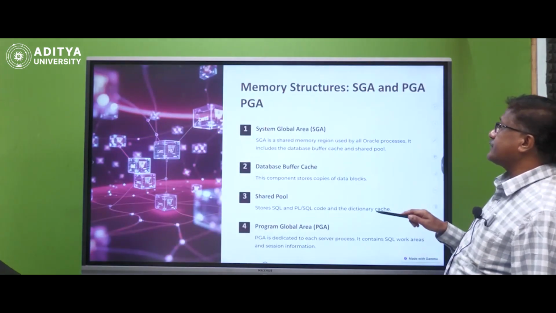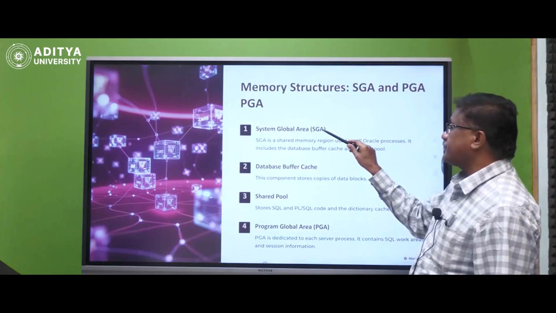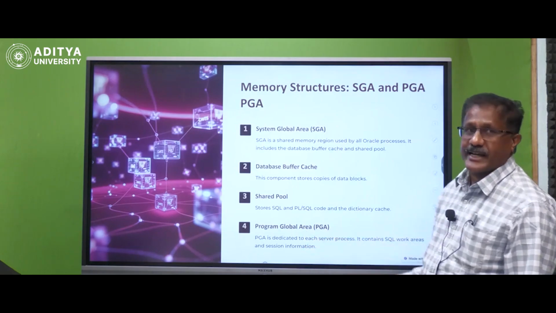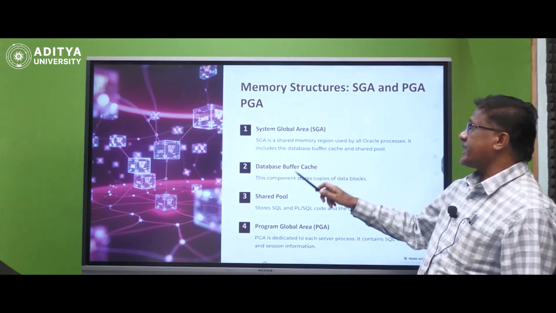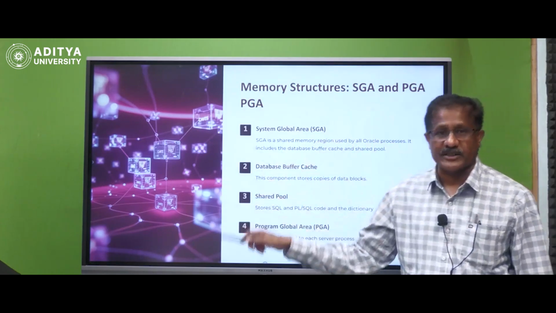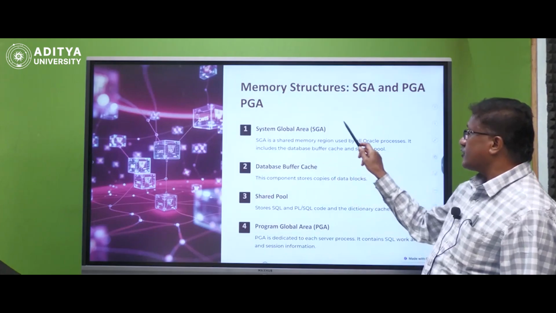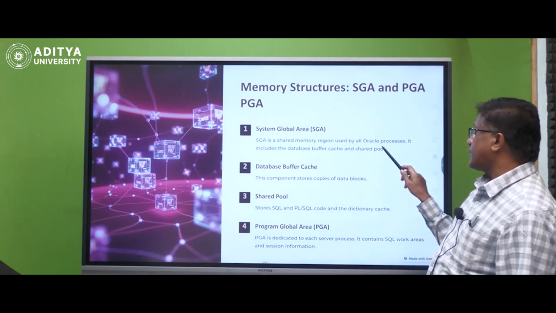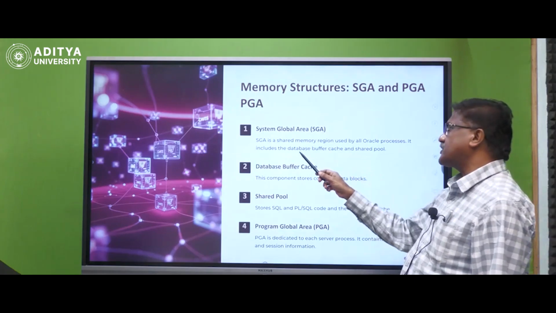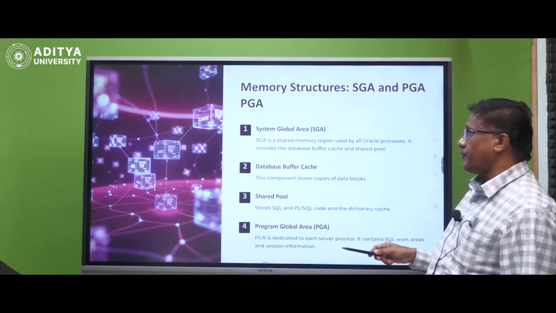Memory structure: SGA and PGA. SGA is nothing but system global area. PGA is nothing but program global area. System global area is the shared memory used by all Oracle processes. It also includes the database buffer cache and shared pool. That is the system global area.